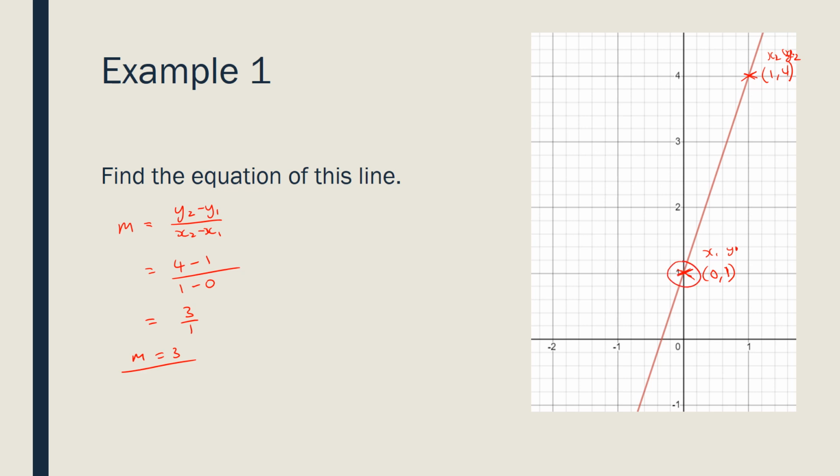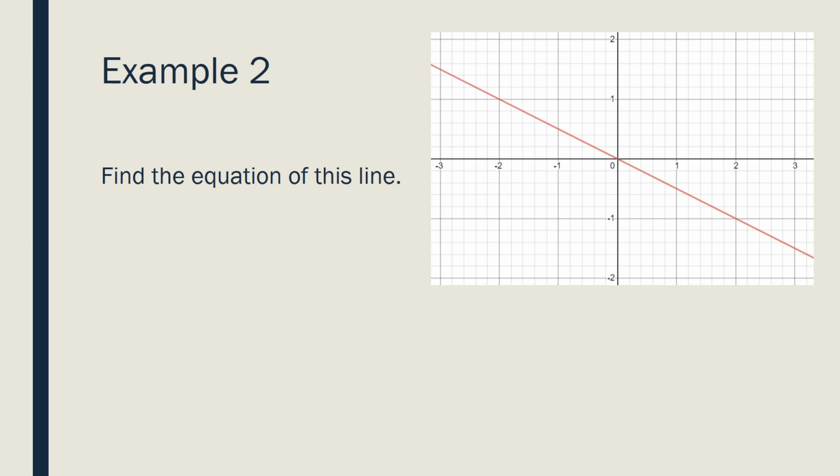Our y-intercept is this point here. So our c is going to be a value of 1. And now we can put it into this equation. y equals mx plus c. y equals 3x plus 1. And that's the answer.